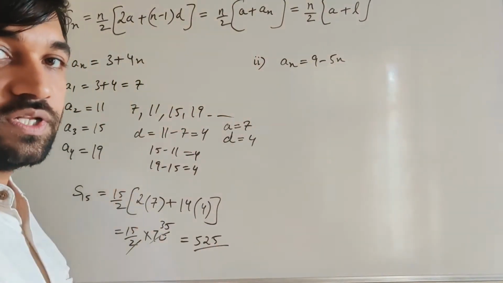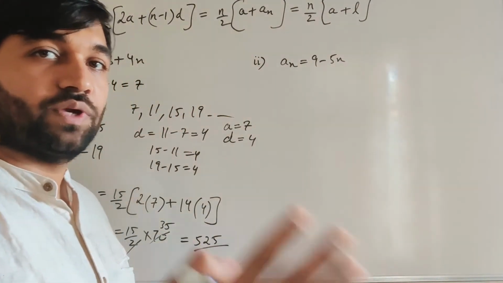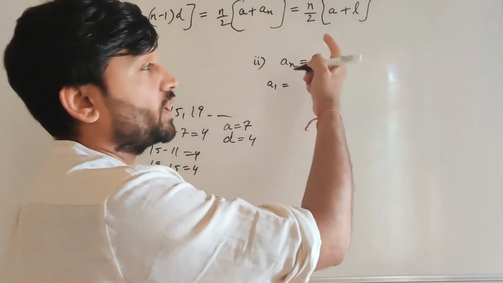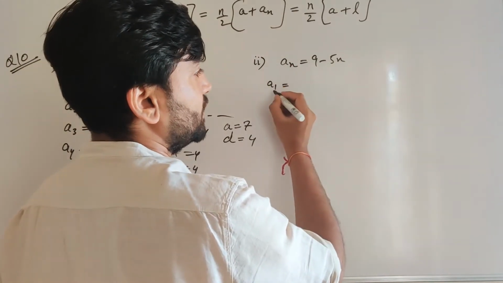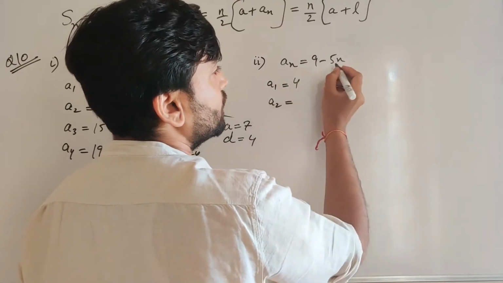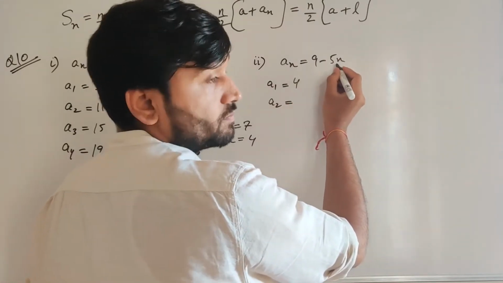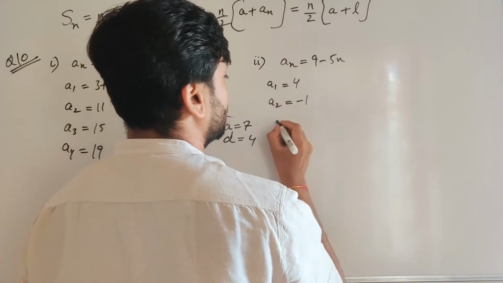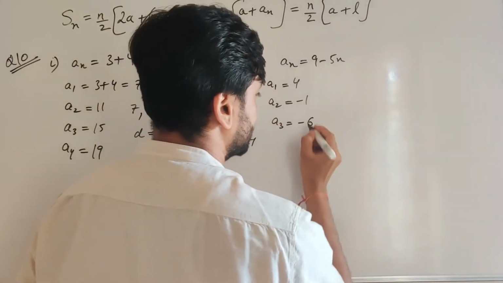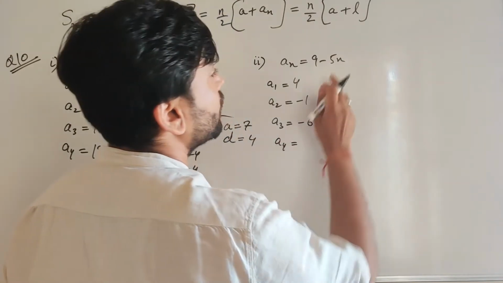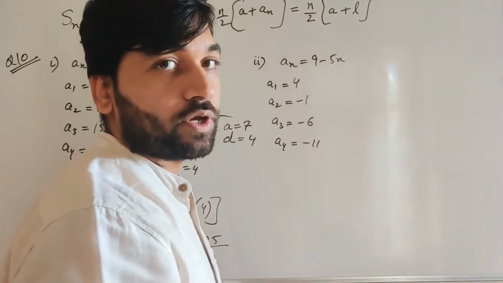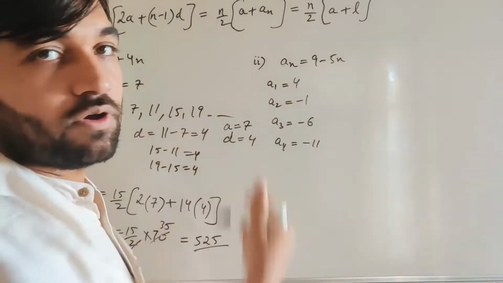So here as well, first of all we'll find A1, A2, A3, A4, the first 4 terms maybe. A1, as n equals 1, I substitute on both sides: 9 minus 5 into 1 will give you 4. A2, 9 minus 5 into 2, so 5 into 2, 10, so 9 minus 10 is minus 1. A3, 9 minus 5 into 3, 15, so 9 minus 15 is minus 6. And A4: 9 minus 5 into 4, minus 20, 9 minus 20 is minus 11. I substitute n as 1, 2, 3, 4 in this.